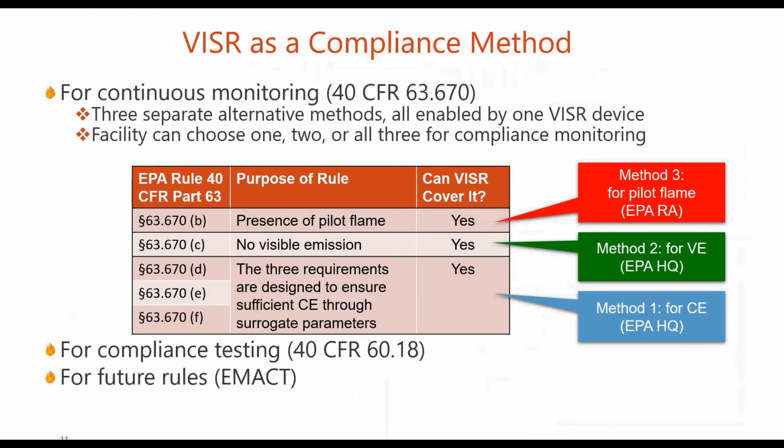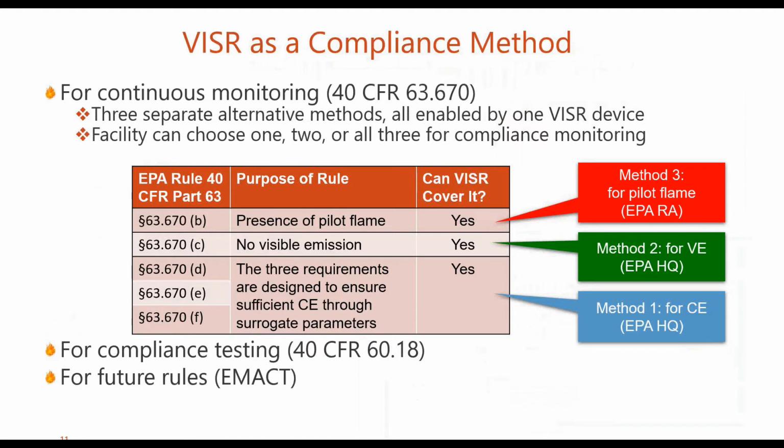And then finally 670B requires you to have presence of a pilot flame, which we can also monitor with the VISR device. So this one device can replace combustion zone net heating value, the thermocouples monitoring your pilot flame, and whatever method you're using to ensure no visible emissions. This is something we're pursuing now with the EPA.